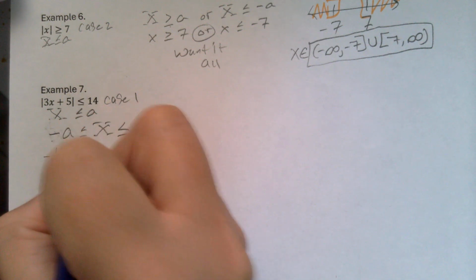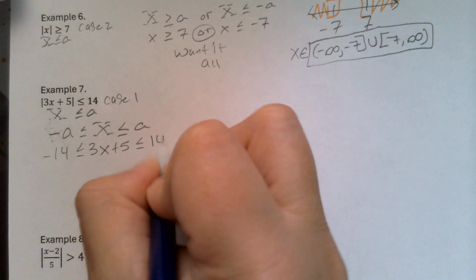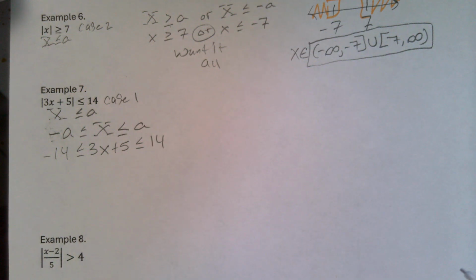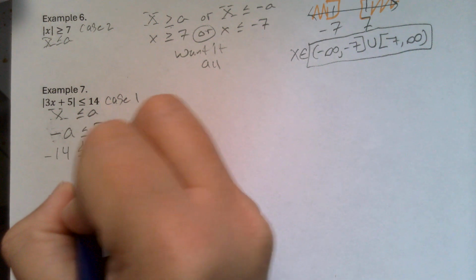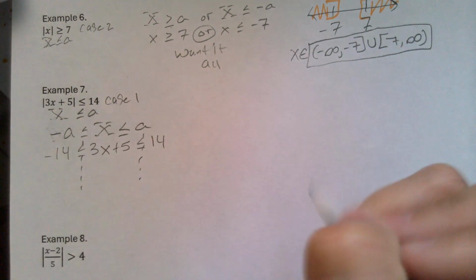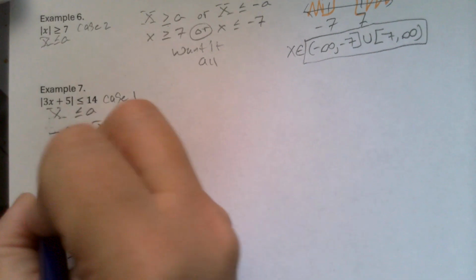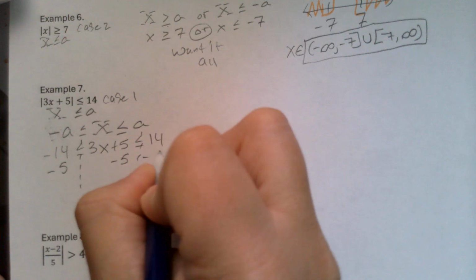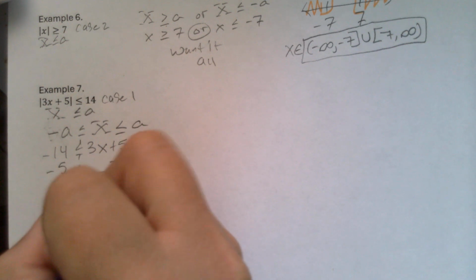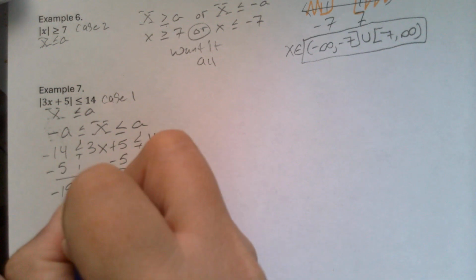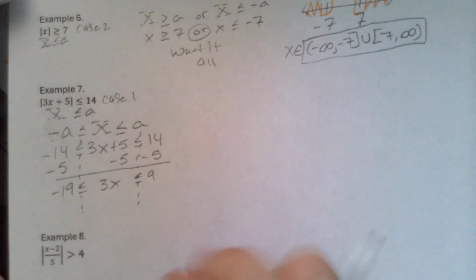So we get negative 14 is less than or equal to 3x plus 5 is less than or equal to our 14. If you want to split this up into two inequalities, you can and solve separately and then look for the overlap. I'm just going to leave it as is. Looking in the middle, we want to isolate the x, so we got to get rid of the 5 first. So I subtract 5 from all sides. Negative 14 minus 5 is a negative 19. Bring down that 3x. Then we got 14 minus 5 is 9.